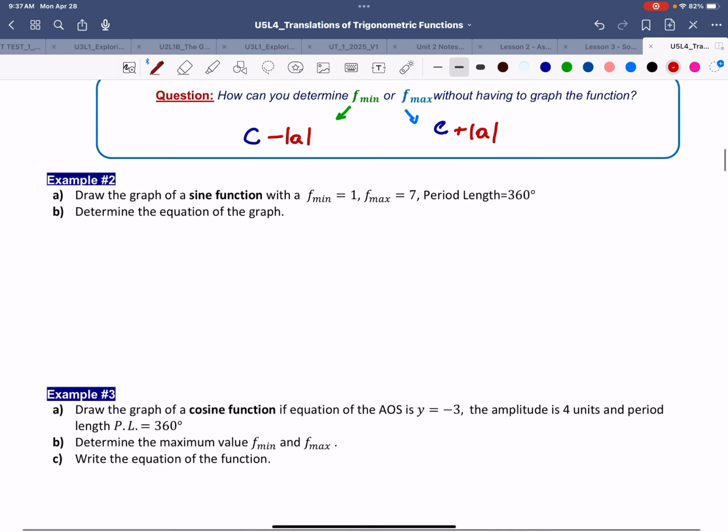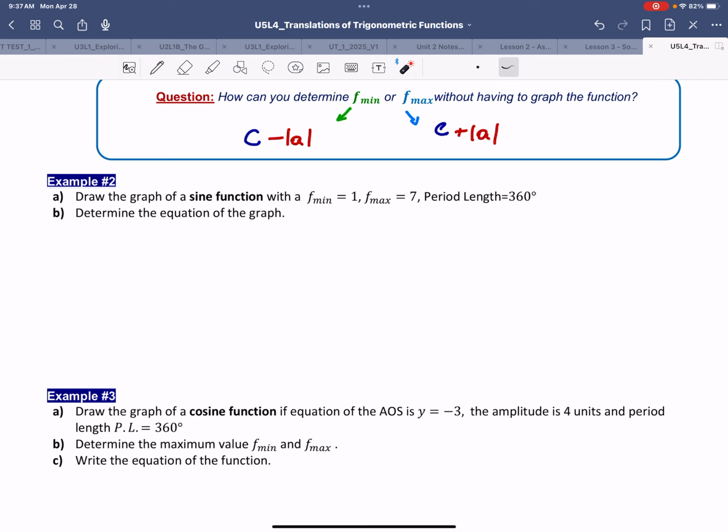So in the next example, we have to draw the graph of a sine function where we know the min and we know the max, we know the period length, and then we have to find the equation of the graph. So since we're trying to draw the equation of a sine function, we're going to write y equals sine of x. So it's being transformed to have a minimum. Now remember that for sine of x, the minimum is -1 and the maximum is +1.